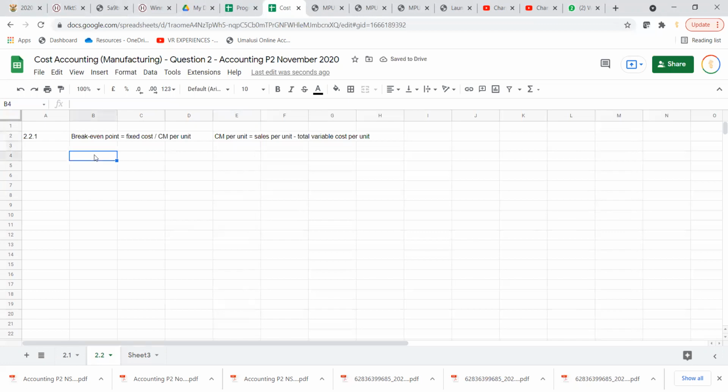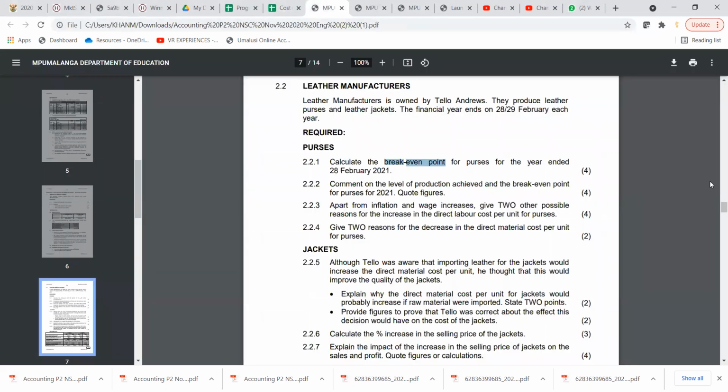So in order to get break even, we're going to need fixed costs, and we're going to need contribution margin per unit. And that will give us break even point in units. Okay, so let's go and have a look at what the scenario has provided us.